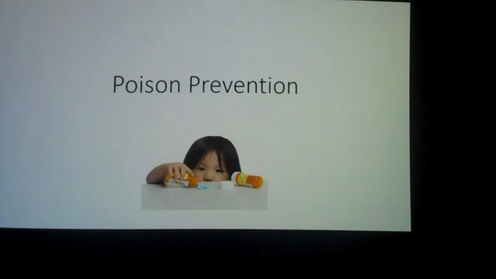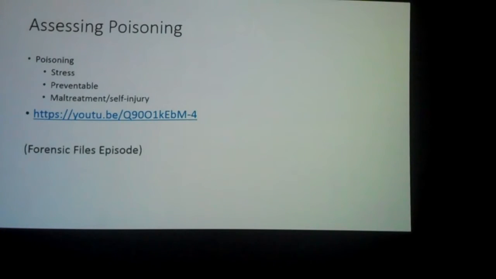Poison prevention, we're going to focus on lead poison. Just know that prevention is key, so education for parents to keep their medications locked up, their cabinets locked, their laundry detergent where it's not within reach. Poison can be accidental, or it can actually be a form of abuse or self-injury. This is actually a link to a Forensic Files episode where they thought that the child accidentally ingested lead and it was actually intentional, and they ended up arresting someone for murder.